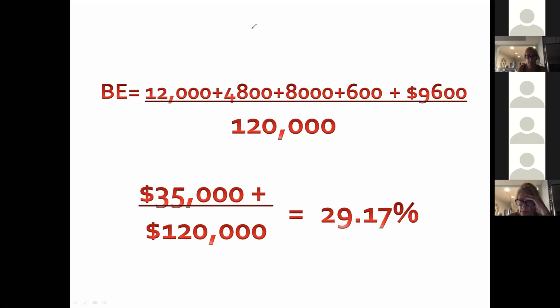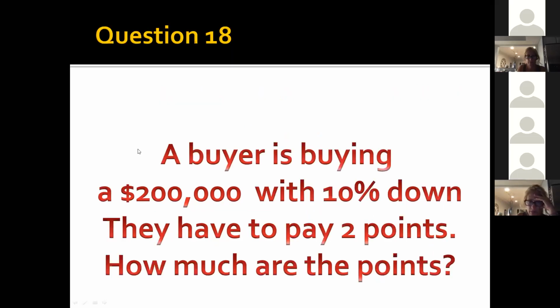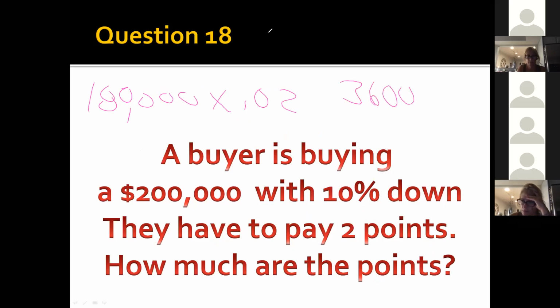Okay? And typical questions, because every day you have to deal with this. Number 18: a buyer is buying a $200,000 home with 10% down, and they have to pay 2 points. How much are the points? That's a typical question. $200,000 home, he's putting 10% down, that's $20,000. That means he's borrowing $180,000. And he's going to pay times 0.02, and that's $3,600 in points.